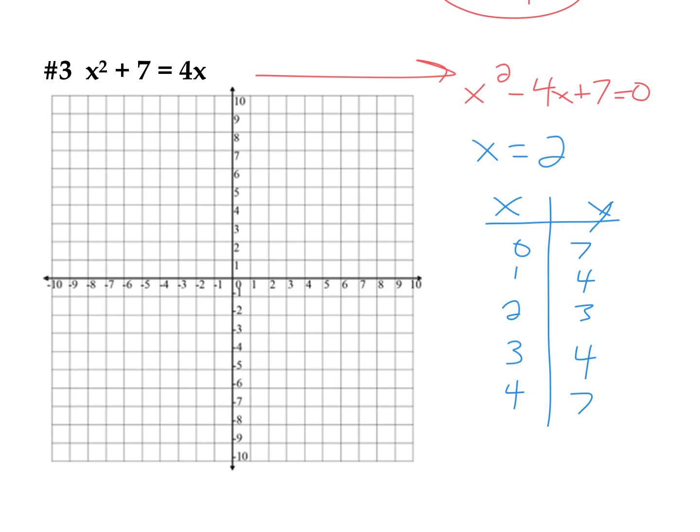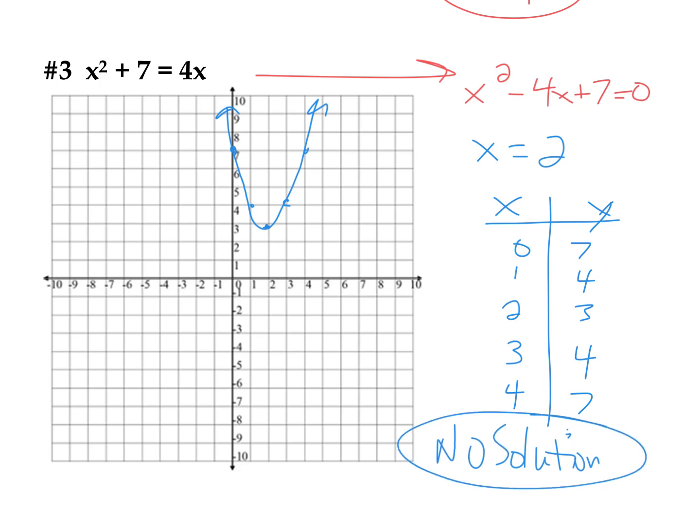So I graph (2, 3) as my vertex, and I can just think about what happens when I graph something with a positive a value. It's going to open up. So if this is my vertex, it's going to open up. It doesn't look like this is probably going to cross the x-axis anywhere. All right, let's graph the rest of the points. We can just see the whole graph to make sure. So we can graph all 5 of those points, and yes, indeed, we're going to have a parabola that opens up that has no solution. There's no point where this crosses the x-axis, no x value with a y value of 0.